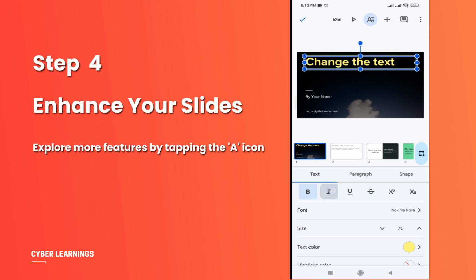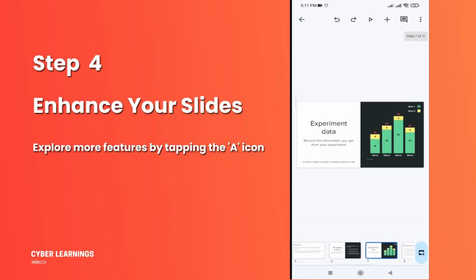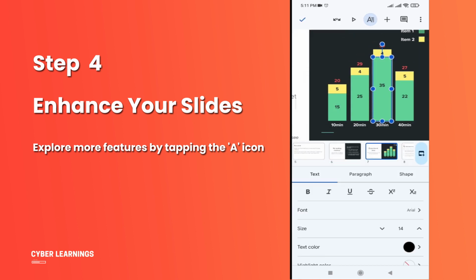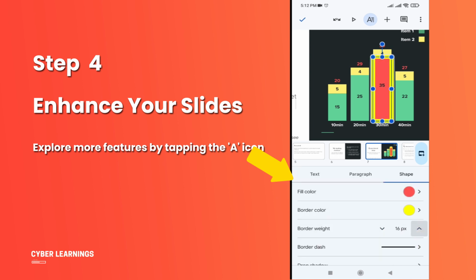Step 4. Enhance your slides. Explore more features by tapping the A. Here you can change the shape properties. Make your slides visually appealing with colors, borders, and styles.